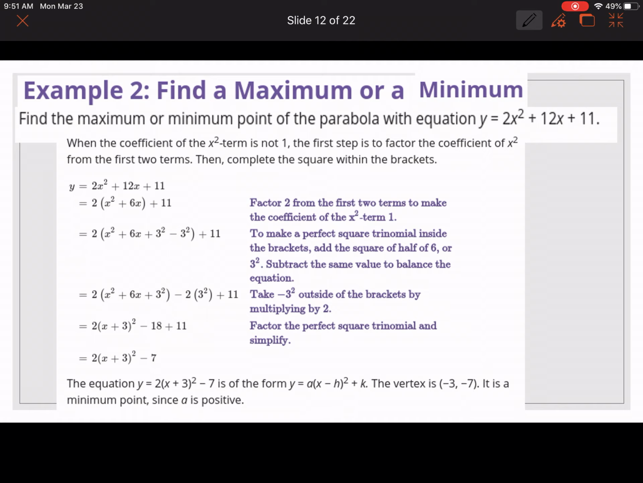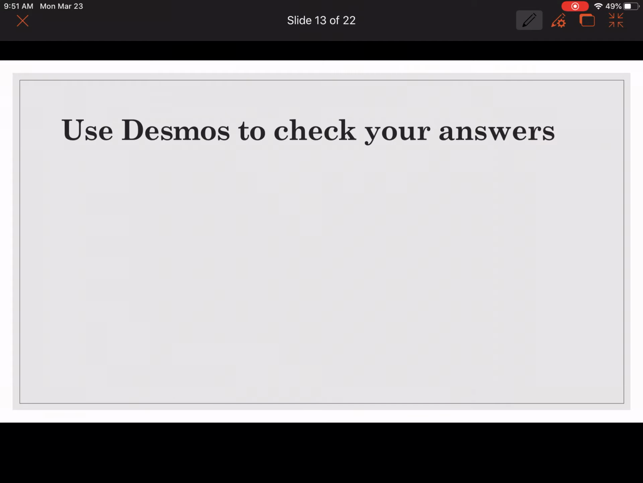This is how this book puts it. Again, pause. I need to finish this before we start our class, so I've got to go a little faster. Pause, read what they're saying, see if it makes sense to you. And then in the end, use Desmos to check your answer.